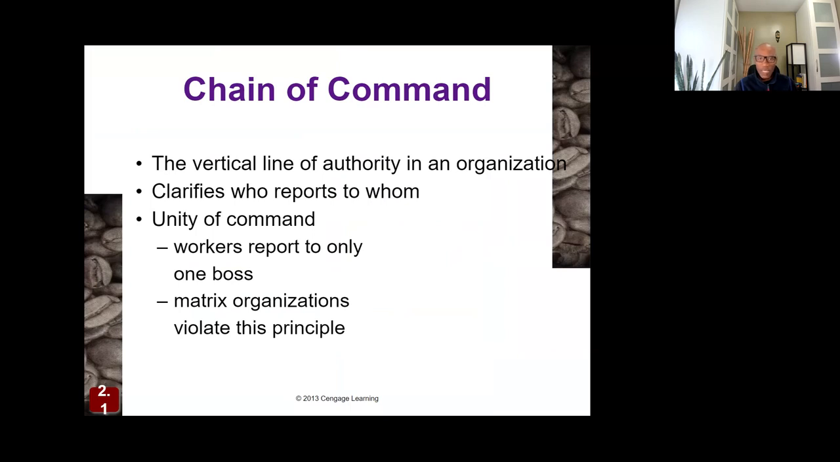So the chain of command, we're looking at who's reporting to whom. So workers report to only one boss. There's a vertical line of authority, so therefore it's basically looking at in this department, I am reporting to this person up the chain of command. Typically, that workers report to one boss is usually violated in matrix organizational settings because, as we mentioned earlier, you can have more than one. Usually, there is more than one of the other departments and organizations that you put into this category of matrix organization.